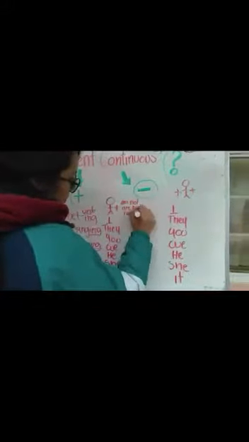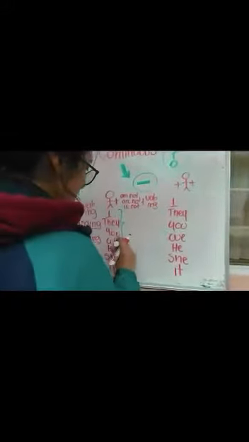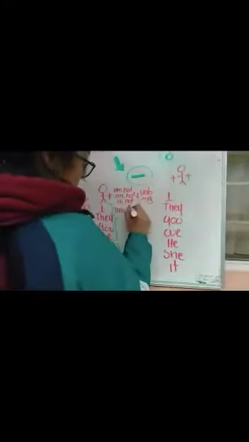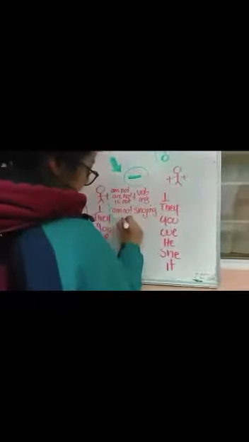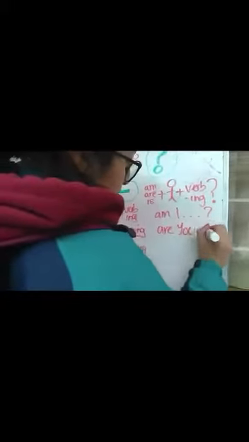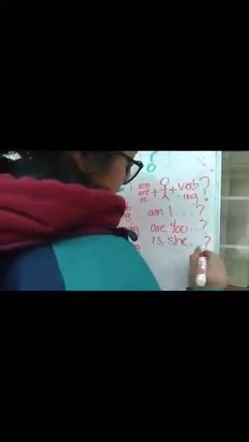In negative form, first is subject, then I am not, are not, and is not, plus verb in ing, like I am not singing, for example, and they aren't singing, and he, she, it isn't. For interrogative form, we use first verb to be plus subject, then verb with ing. For example, am I, are you, is she singing?